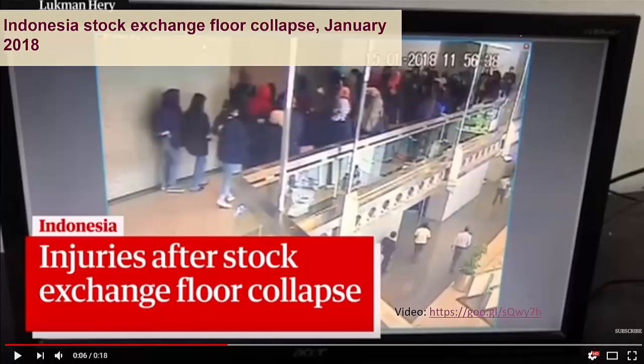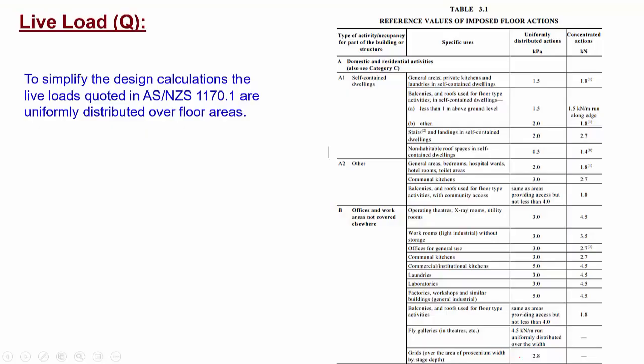The visitors of that building are considered as a live load, and when there was extreme live load acting on that particular area of the building, the structural members couldn't withstand those extreme loading conditions, and the building fell down. Now, to calculate the live load for different types of structures, we use AS 1170.1 table 3.1.